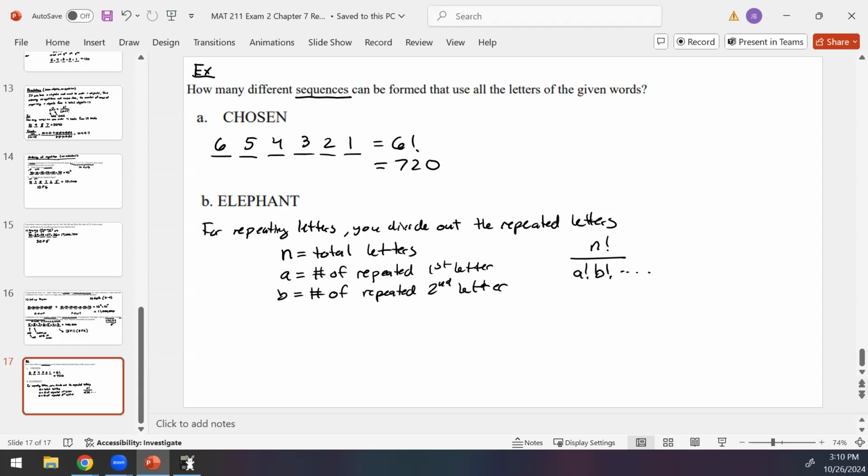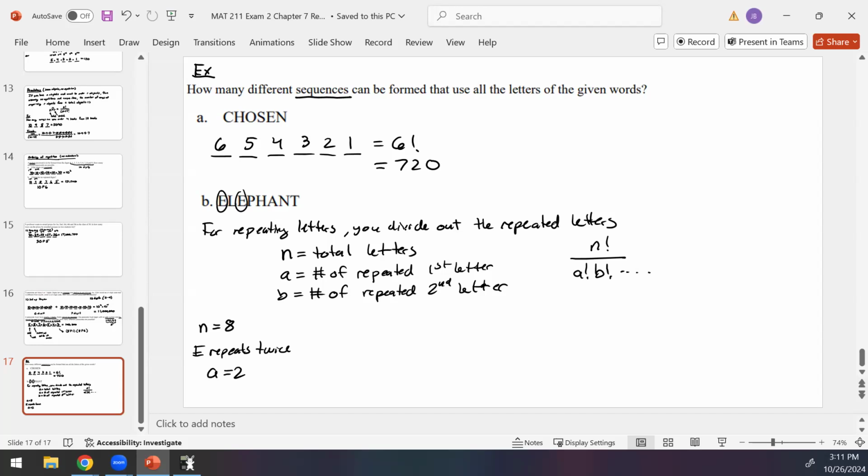You can do the hangman game with this. It's the same principle. So how many letters do I have? 1, 2, 3, 4, 5, 6, 7, 8. So I have 8 letters, so n is equal to 8. And then do I have any repetitions? Well, just E. E repeats twice, and that's the only letter that repeats. So A is equal to 2.